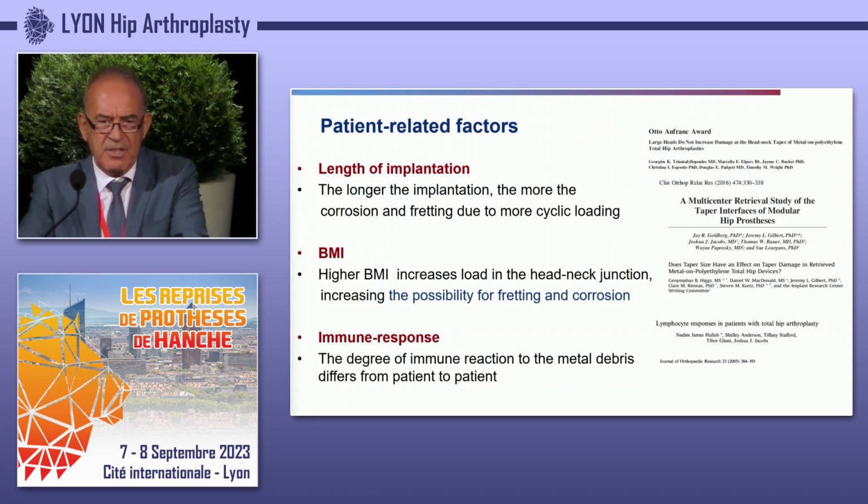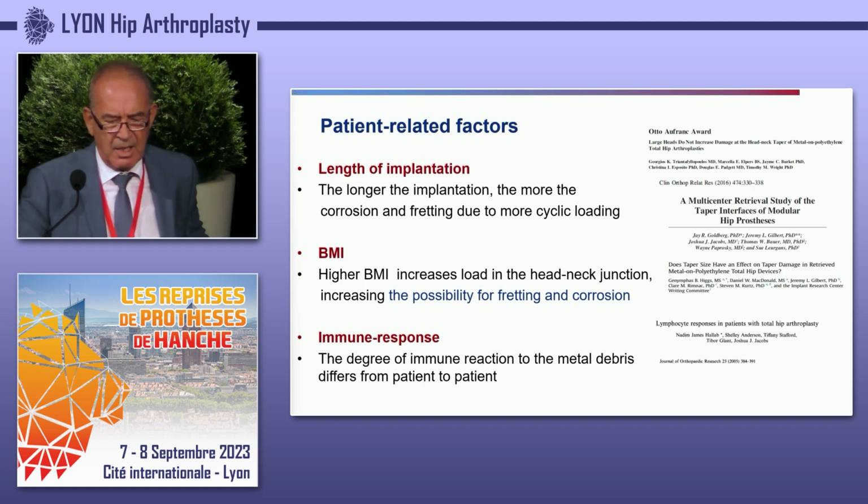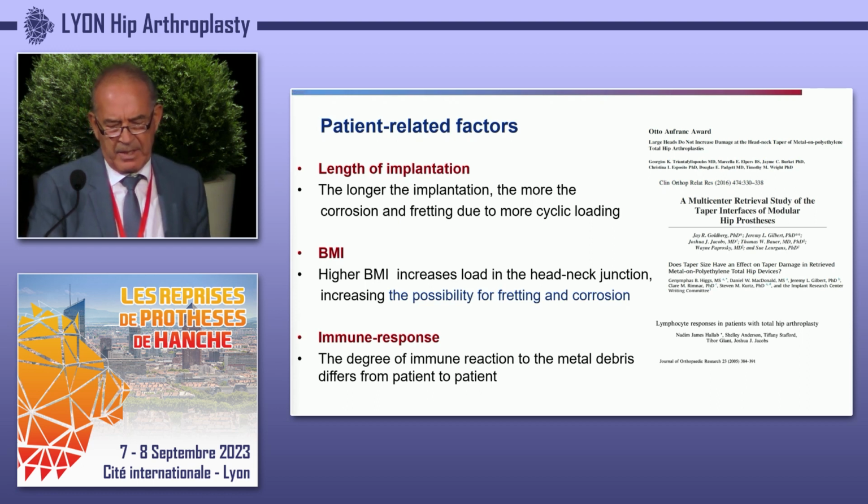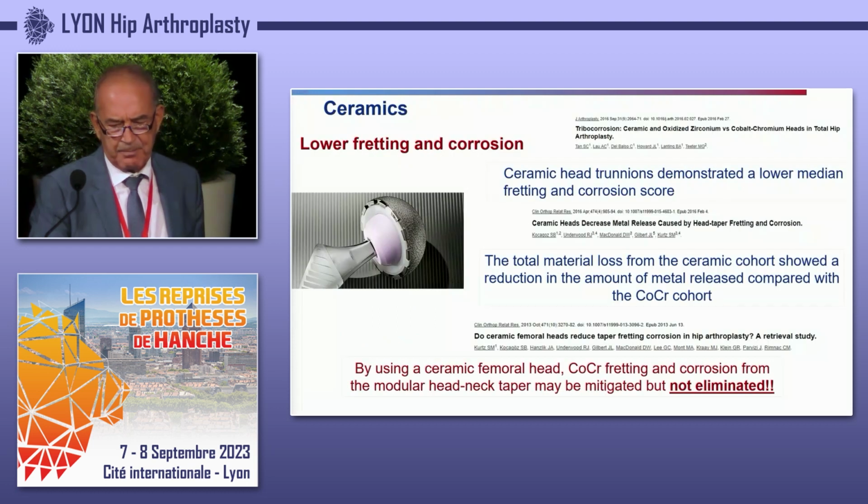Length of implantation. The longer the implantation, the more corrosion and fretting due to the more cyclic loading. BMI: higher BMI increases load at the neck, head-neck junction, increasing the possibility for fretting and corrosion. And the immune response: the degree of the immune response reaction to the metal debris differs from patient to patient.